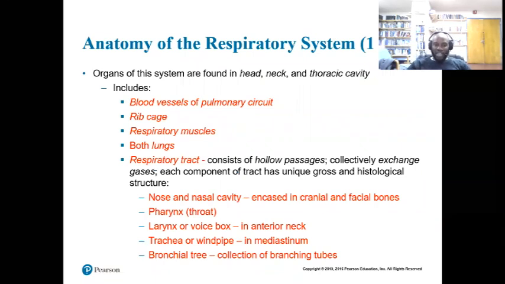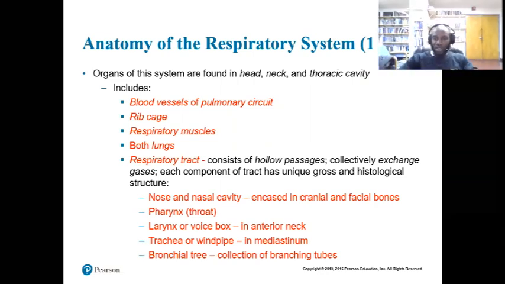So this is anatomy and physiology, so it's important for us to know the anatomy, which we're going to get into more detail of the respiratory system. The organs of the system are found in the head, neck, and thoracic cavity. Remember, air enters our nose and our mouth, travels down to our lungs. And that's basically, think of that as the respiratory system.